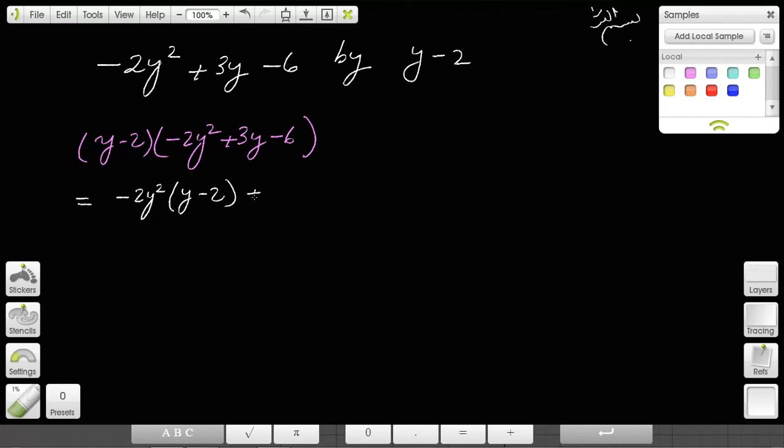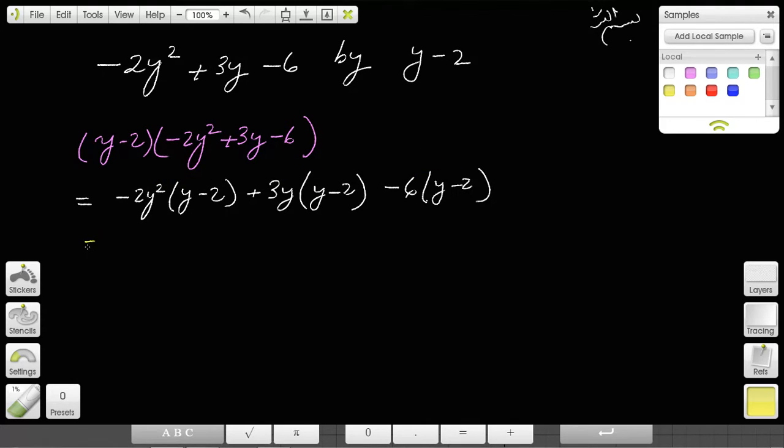And then I have positive 3y times y minus 2, like that. And then I have minus 6 times y minus 2. Okay, and then I distribute again. So let's distribute again.